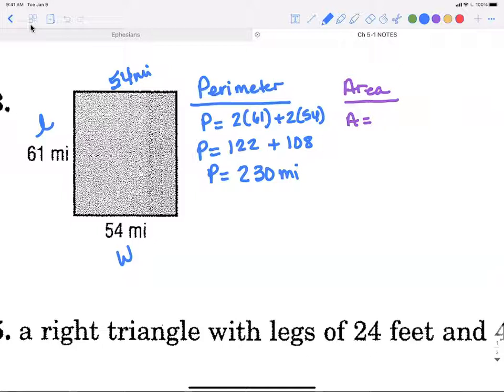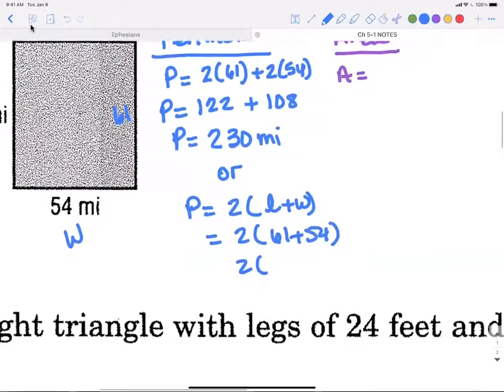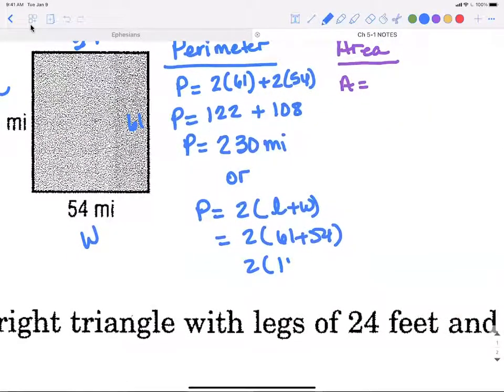And remember I said there were 2 different ways to do it, and I'll show you both really quickly here. Remember this was also 61. Okay, keep that in mind. So the other way, you could do perimeter equals 2 times length plus width, right? So you could do the addition first. 61 plus 54. Okay, so 2 times 61 plus 54 is 115. All right. Okay, and then 2 times 115 is 230. So you get the same answer either way, and it doesn't matter.